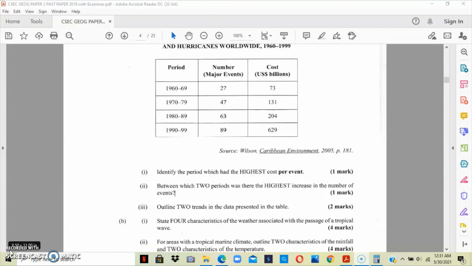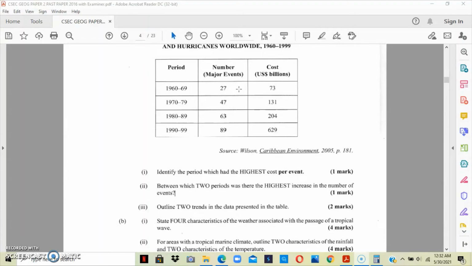Now, part 3 asks us to outline two trends in the data presented in the table. So trend 1 is that as the years progressed, the number of events increased. So look at it. In 1960 to 69, we had 27 events. Now, as the periods progress, so does the number of natural events. Good. And the second trend is that as the years progressed, the cost per event increased. Now, there's 73 for the first period, 131 for the second. If you realize, as the periods progress, the cost also progresses.